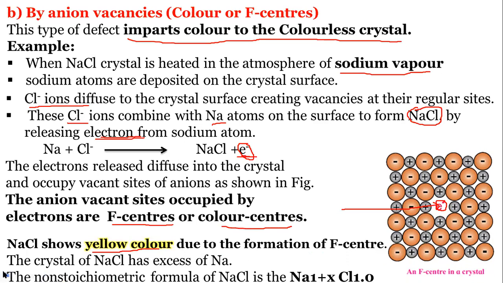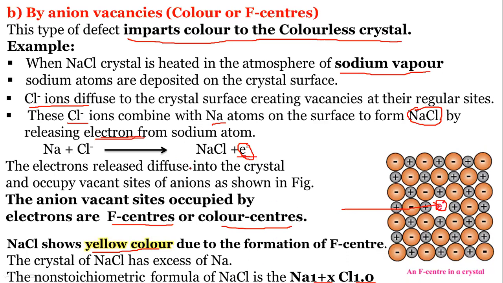The crystal of NaCl has excess of Na because it is deposited on the surface. The non-stoichiometric formula of NaCl is Na 1 plus X and Cl is 1.0. We can see the ratio here: Na is 1 plus X and Cl is 1.0. So it is also a very good example of non-stoichiometric defect. It can be asked for 2 marks.